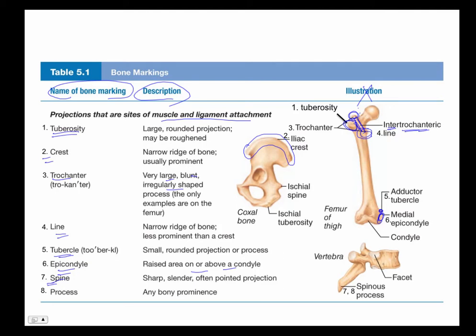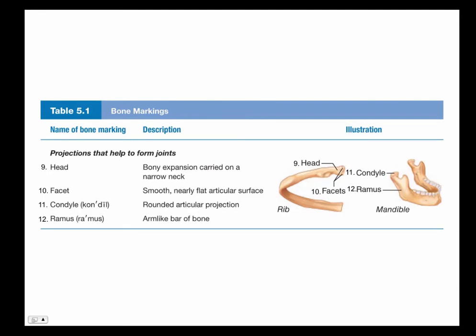Spine is a slender, pointed projection. And then we have a process, which is this prominence. So all of these are large extensions. Now looking at projections that form joints, meaning where bones and bones come together. Here we have a head, and heads are often extensions of necks.